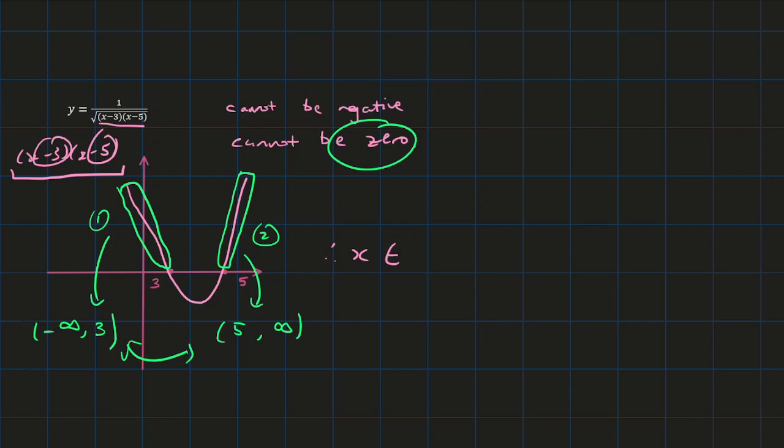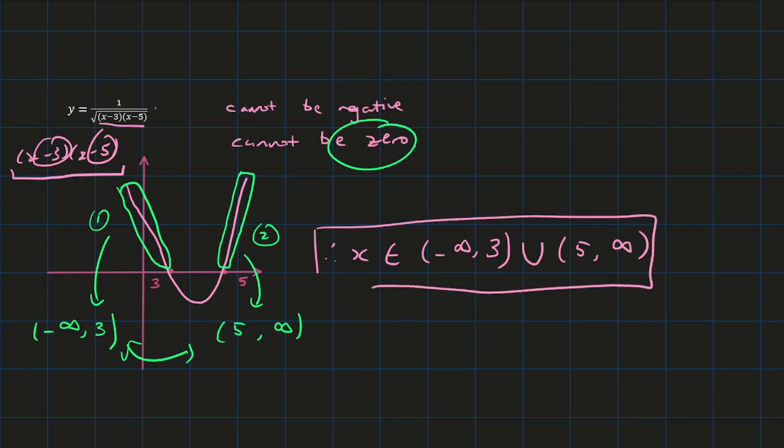Therefore, x is an element of negative infinity to 3, and then we use the union to combine the two separate domains together. And we start off at 5 again and go to infinity. So this is our implied domain for this function here.